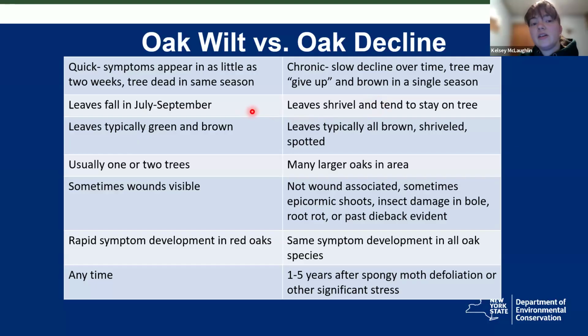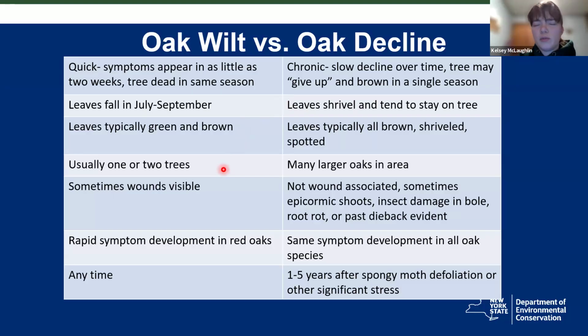With oak wilt, the leaves fall in July through September, versus with oak decline, the leaves shrivel up and usually tend to stay on the tree. There will be some that fall, but it's not that really sudden, serious leaf drop like oak wilt. With oak wilt, the leaves are brown, yes, but they usually have some amount of green on them. Versus with oak decline, the leaves are typically all brown, shriveled up, and they may or may not be spotted with these little black spots as well.